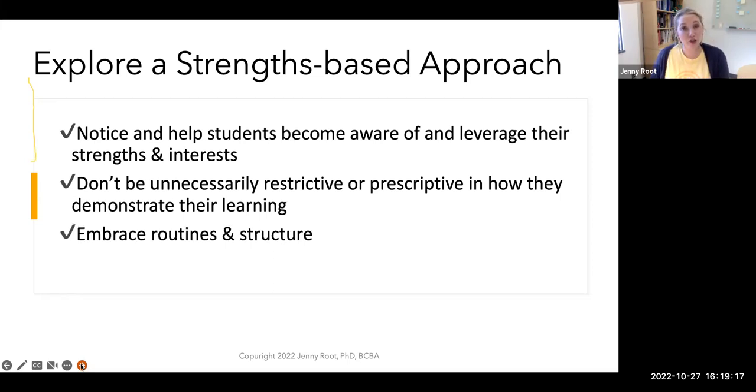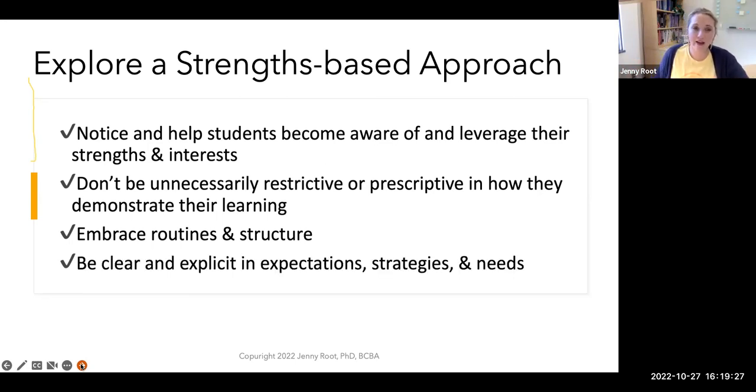Embracing routines and structure, increasing the structure and the routines of your class will help each one of your students, regardless of which of the disabilities I talked about today they have. We also want to be really clear and explicit in our expectations, in teaching, in learning strategies and needs, so that we're not leaving anything up to interpretation. I'm a big Brene Brown fan, and a common phrase that she says is clear is kind, right? So we want to be as clear as possible.